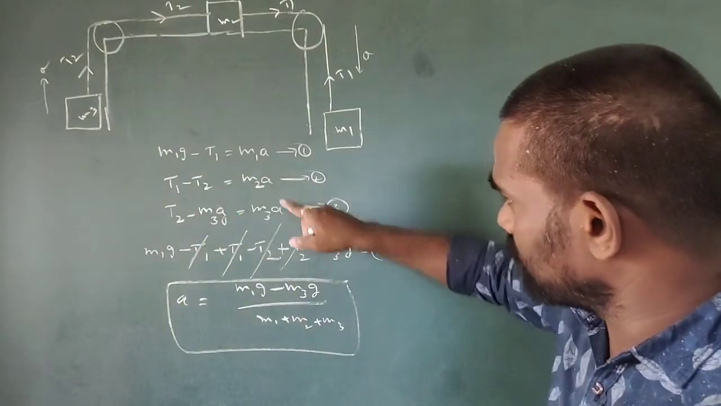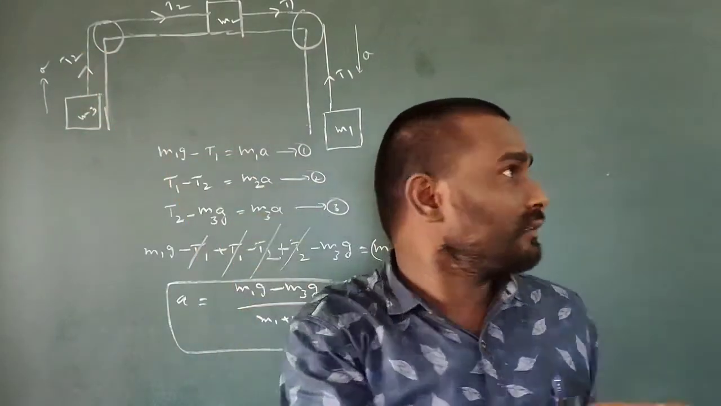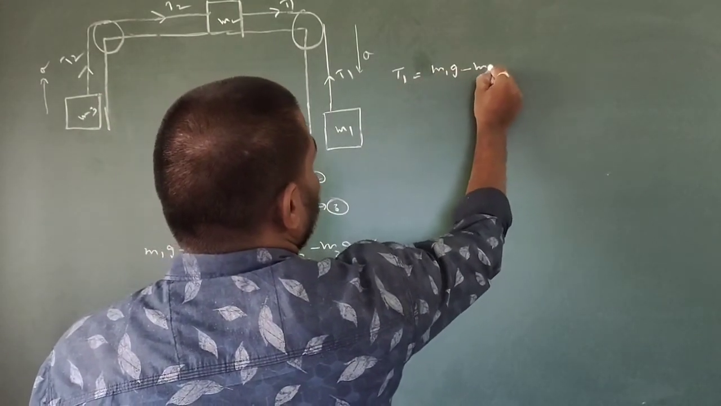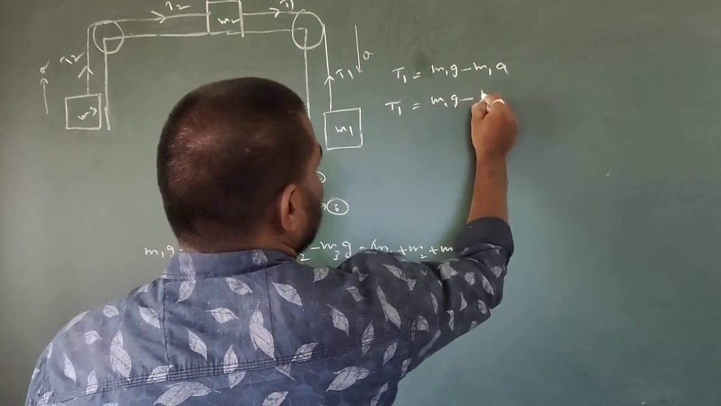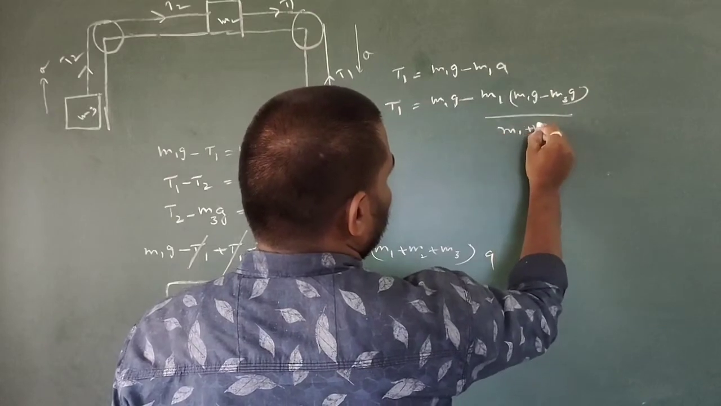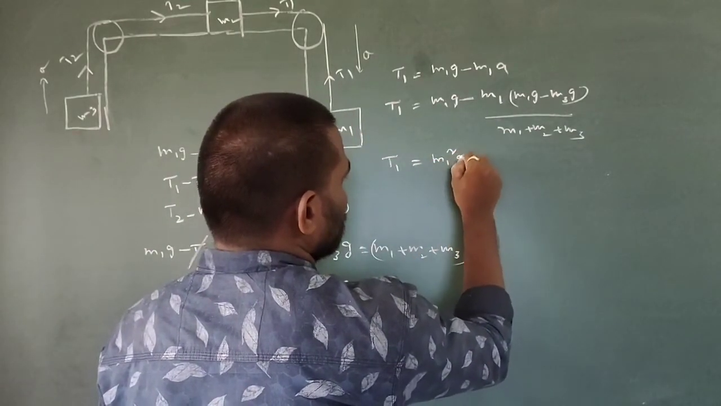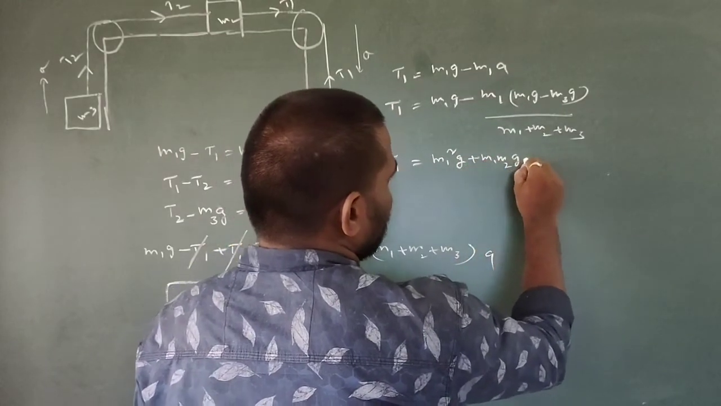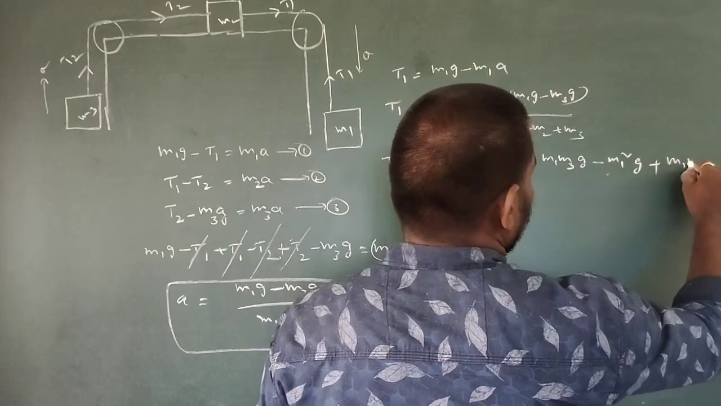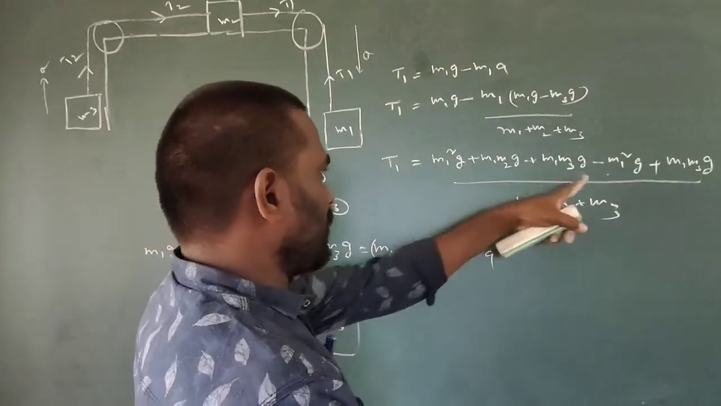Next, substituting this acceleration in equation number 1, you will get the tension force T1. And substituting this acceleration in equation number 3, you will get the tension force T2. From equation number 1, T1 is equal to m1g minus m1a. Then T1 is equal to m1g minus m1 into (m1g minus m3g) by (m1 plus m2 plus m3). Taking the common denominator, T1 is equal to (m1 square g plus m1 m2g plus m1 m3g minus m1 square g plus m1 m3g) by (m1 plus m2 plus m3). Here m1 square g and minus m1 square g both cancel.